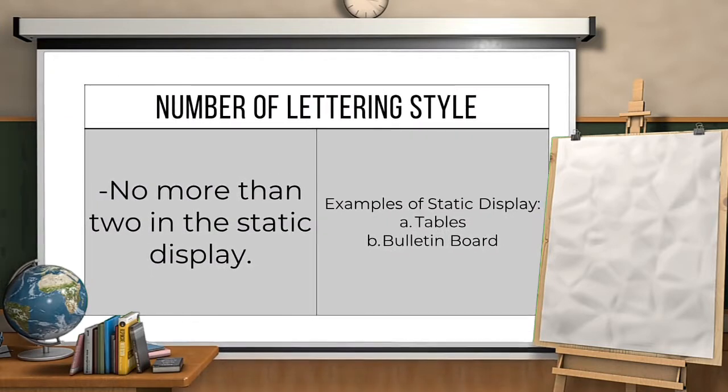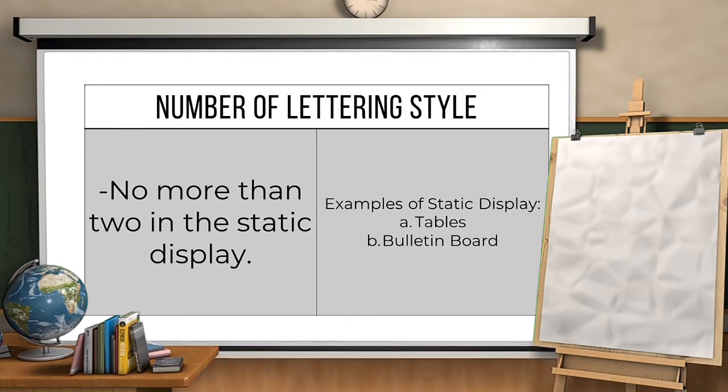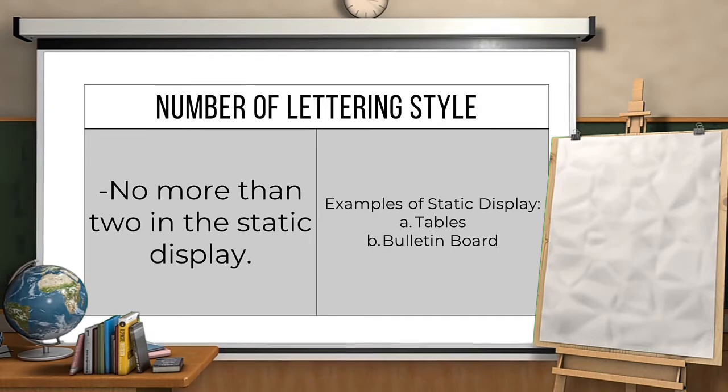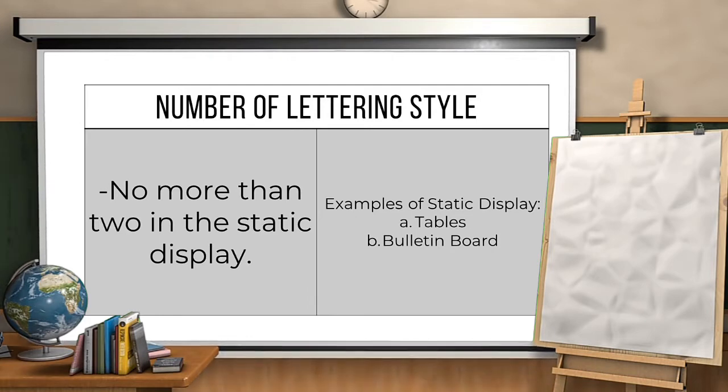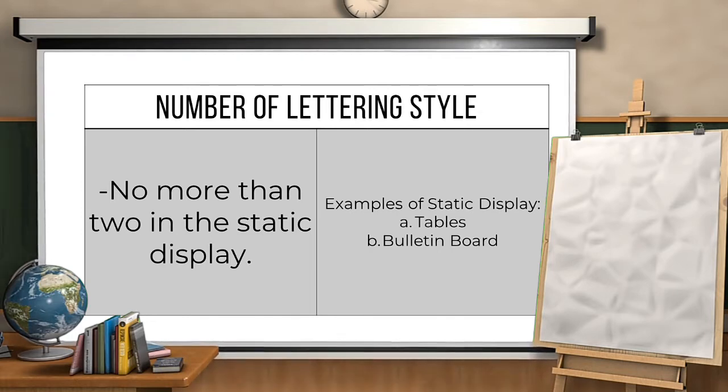At ang ikalawang criteria naman sa paggawa ng visual aids ay number of lettering style. Kapag gagawa tayo ng visual aids, hindi natin kailangan ng napakaraming font. Though sinabi ko nga kanina na dapat harmonious, kailangan lang nating pumili ng 2 or no more than 2 in a static display. Ano yung example ng static display? Example nito ay chart, tables, and bulletin boards.